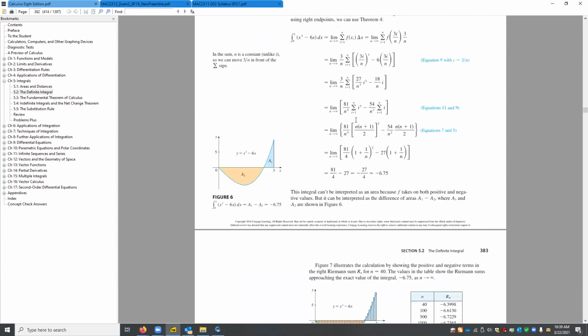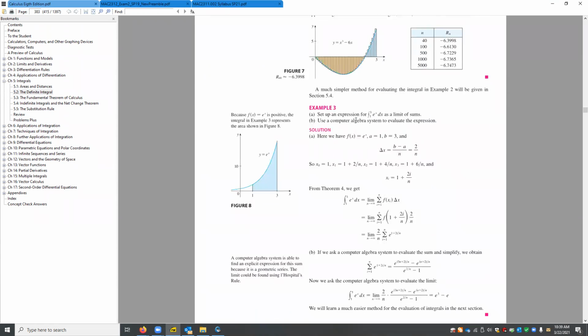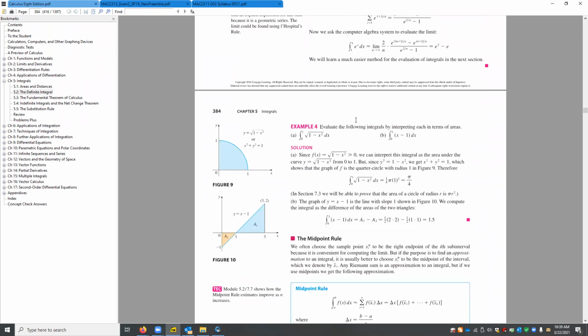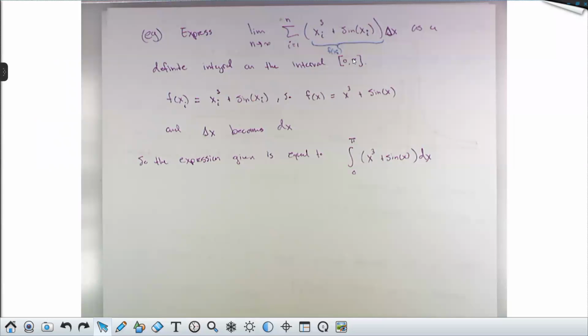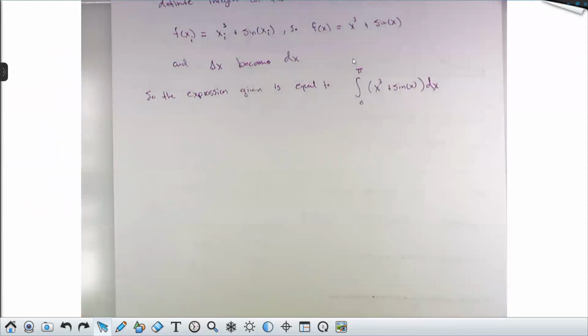So let me see, is there anything else that I want to cover today before we jump to that? That will eat up the rest of the class time for sure. Yeah, let me look at this first. We've done some of those evaluating Riemann sums things. Let's look at these.